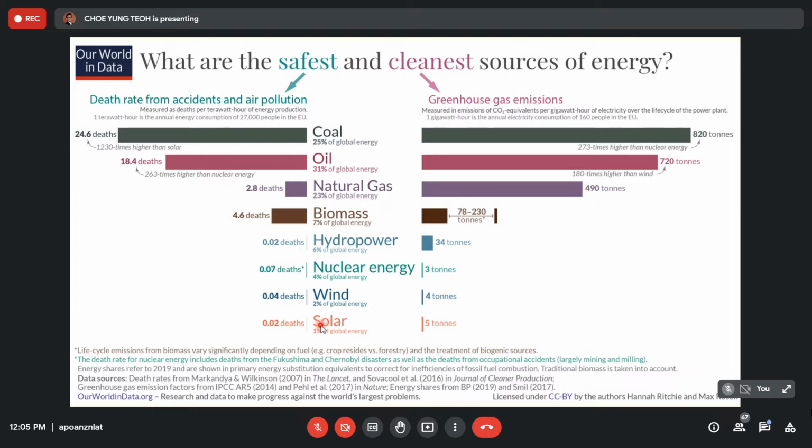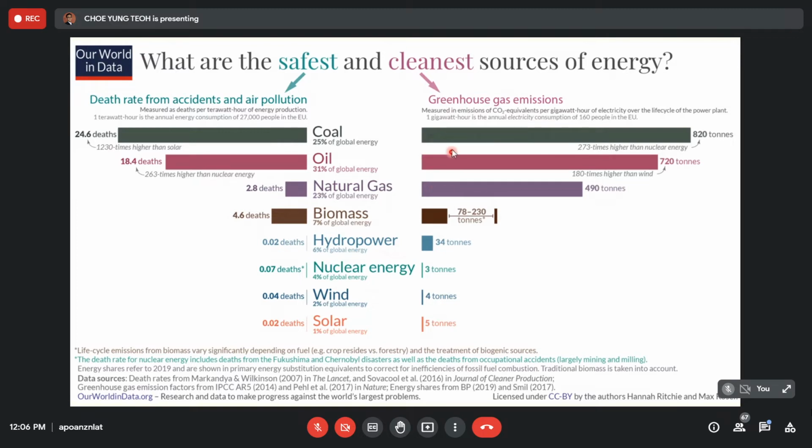You can see the photovoltaics, you can build one at home. But are you able to build the rest of the power plants at home? Normally it will be very dangerous. But solar, because the system is so simple, it is very safe. Okay. And then in terms of the impact to the surroundings, greenhouse gas emission, same thing.